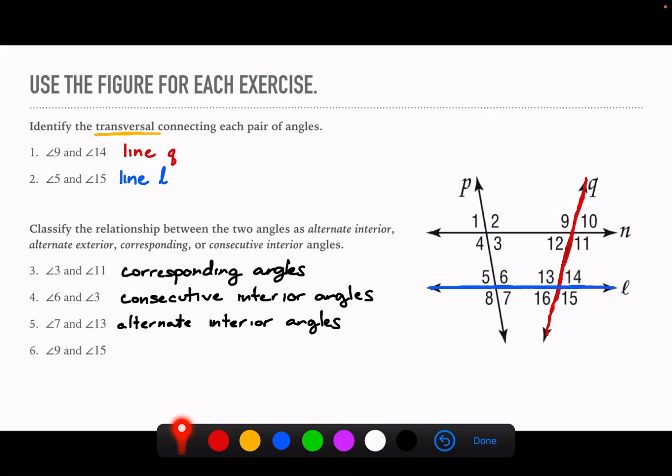Now let's take a look at 9 and 15. We're focusing our attention on the transversal of line Q. 9 and 15 are on the exterior of lines N and L. And we can see that they are alternating, on different sides of our transversal. And so therefore we can say that this is going to be alternate exterior angles.